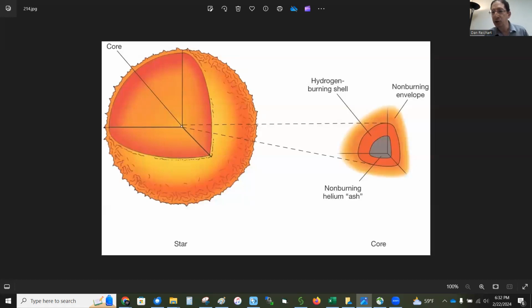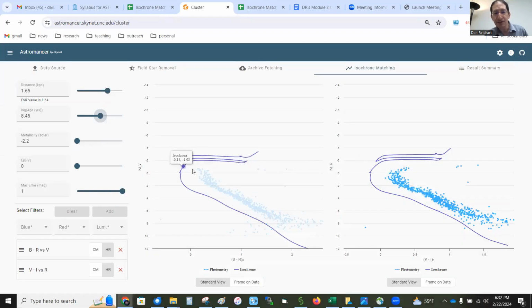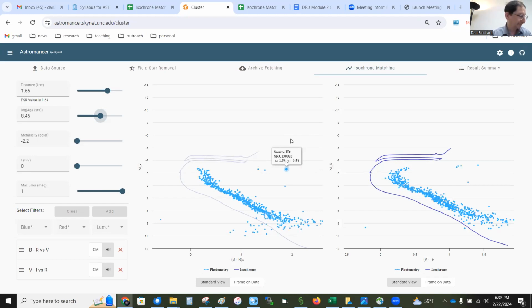So we're making a red giant, and that's what's going on here. You're seeing these most massive main sequence stars move over here to the red giant part of the HR diagram. Luminous red stars, red giants. Let's increase the age even more.